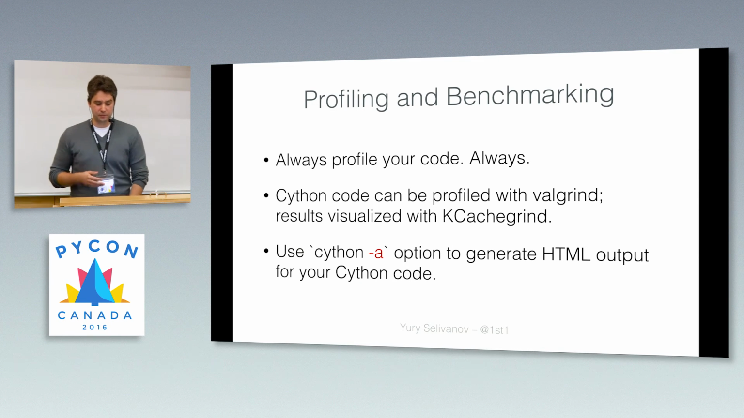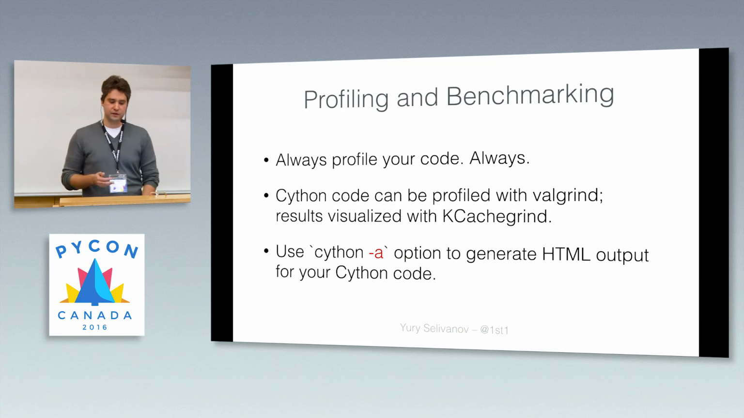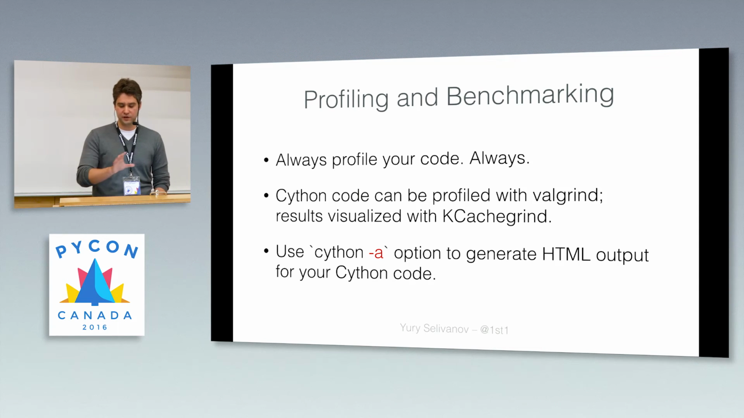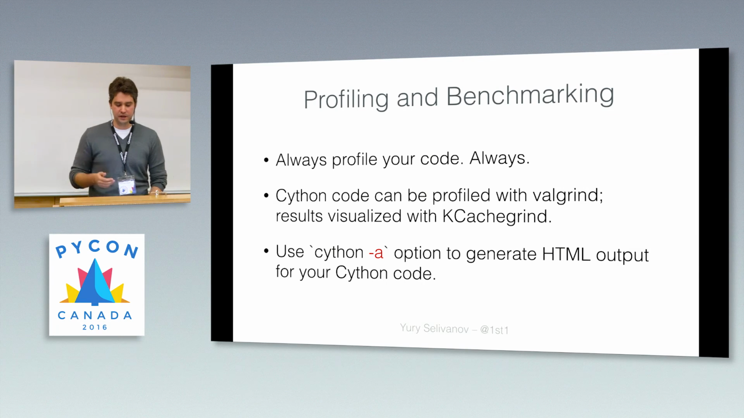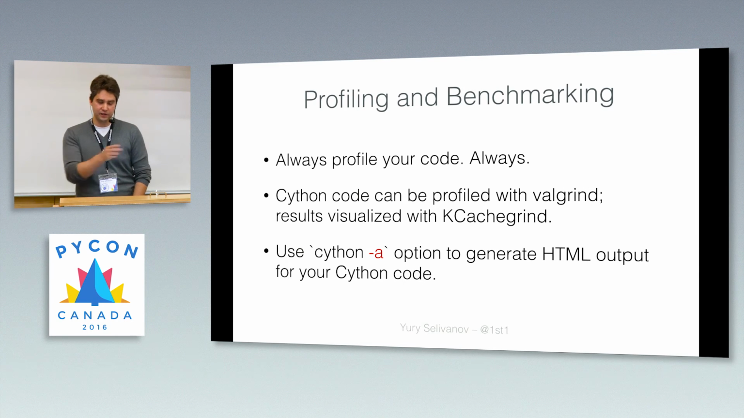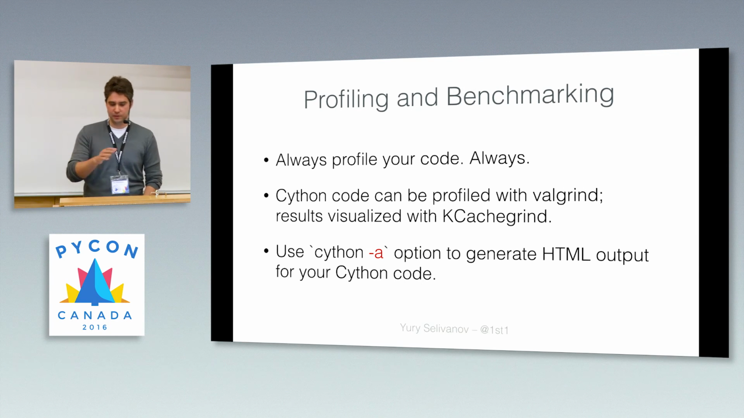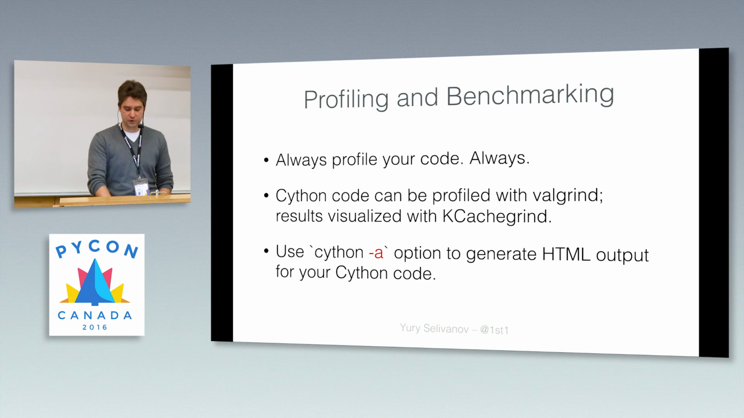Cython can actually be profiled with Valgrind. You can visualize results with KCachegrind. It's a really convenient tool to work with. It also has a -a option, which essentially generates HTML files with your Cython code in them. And each line will be highlighted. It will be pure white if it's fine, and it will be yellow if it's slow. So it's really easy for you to optimize your Cython programs.